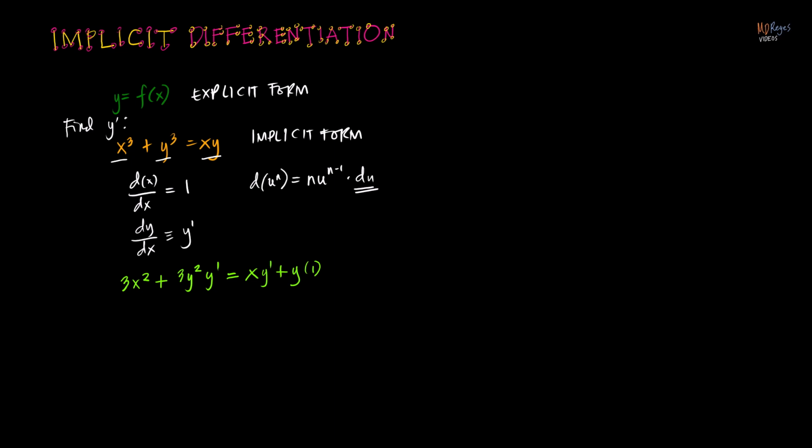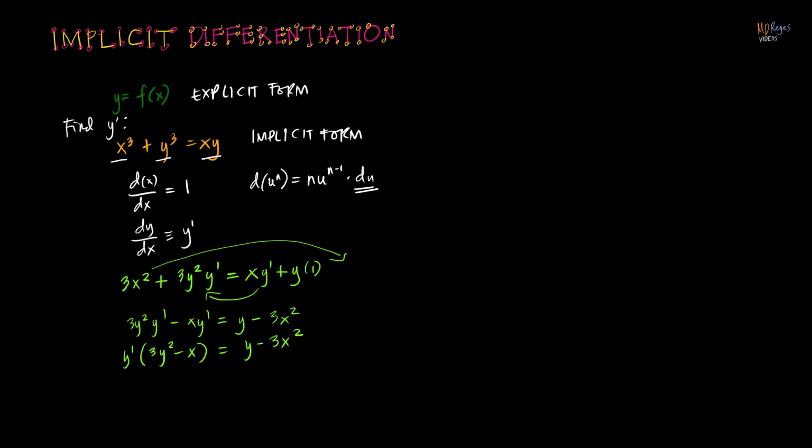Now we just have to solve for y prime. So we have to combine all the terms with y prime on one side of the equation and all the terms without y prime on the other side. So this will be transposed to the right and this will be transposed to the left. So we'll have 3y squared y prime minus xy prime equals the term y on the right side minus 3x squared. Now to solve for y prime, we have to factor out y prime from both terms on the left side. So we'll have y prime times the quantity 3y squared minus x equals y minus 3x squared.